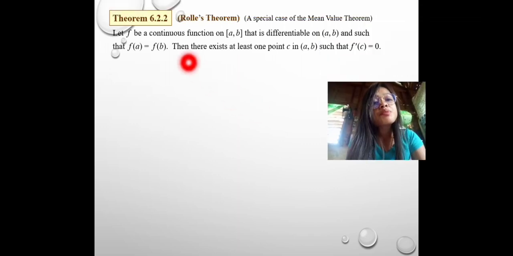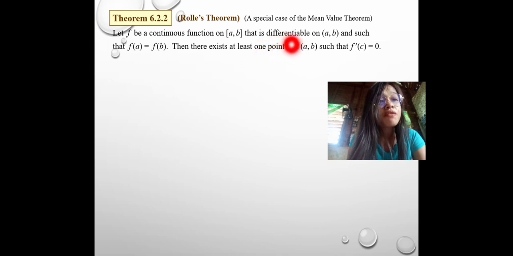Theorem 6.2.2, Rolle's theorem, a special case of the mean value theorem. Let function f be a continuous function on [a, b] that is differentiable on the interval (a, b) and such that f of a equals f of b. Then there exists at least one point c in the interval (a, b) such that f prime of c equals 0.